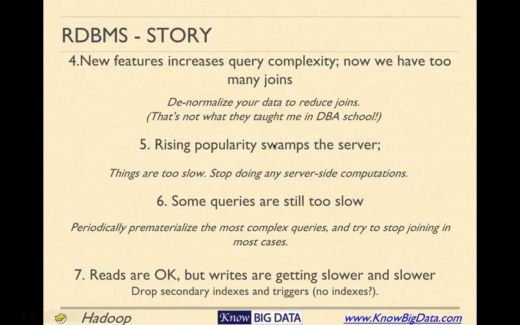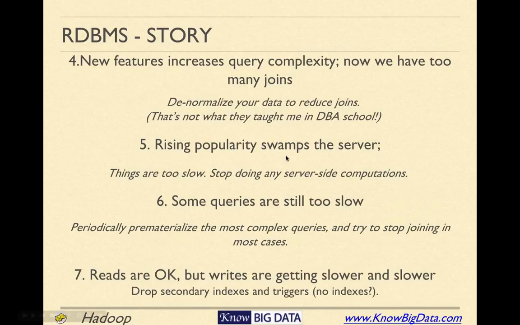Now, even after this, there will be some queries which are still slow. So you look at the queries which are too slow, and you start pre-materializing all possible combinations of the queries. If you look at this, you stopped joining, you stopped direct querying. Pre-materializing means you have already prepared the full query result and kept it in memory, so that if somebody asks for the same query, you respond with this result. And after this, reads will still be okay, but writes will still get slower.